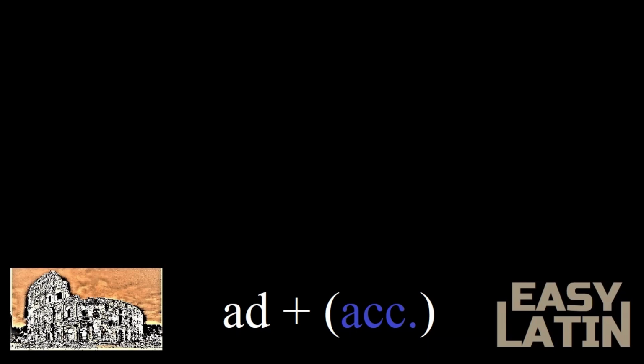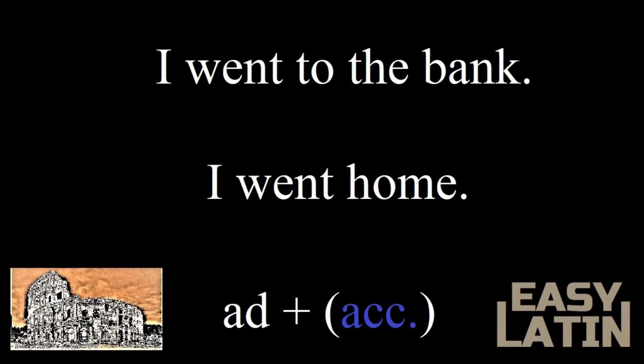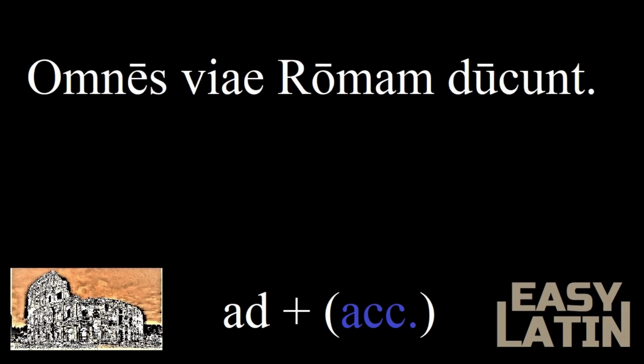When we talk about going somewhere, we often use the preposition ad plus accusative. But some words just use the accusative case alone. It's similar to how in English we say, I went to the bank, and also, I went home. It's the same for the word home in Latin, and also for the word Rome, as in, omnes viae Romam ducunt. All roads lead to Rome. Here, Romam itself means to Rome.